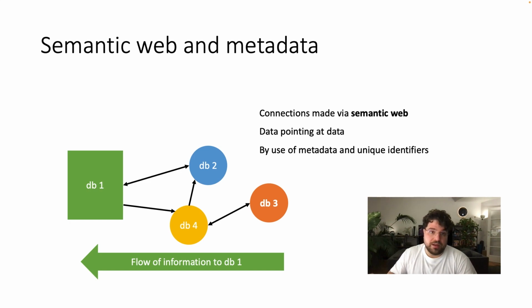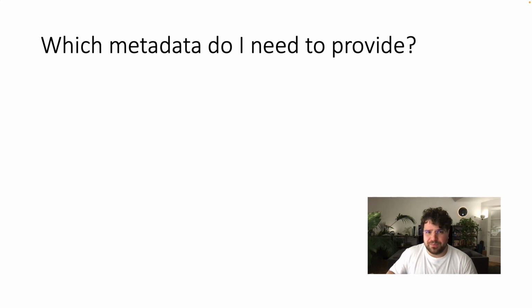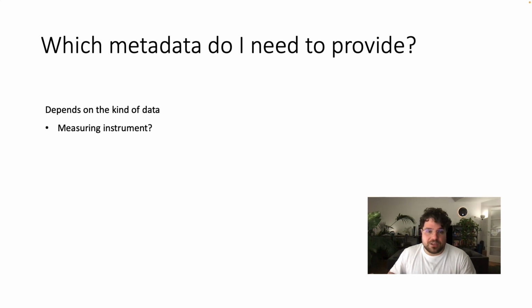And yes, this is done by the use of metadata and unique identifiers, but you might be thinking, which metadata do I need to provide when I generate something? The answer, I think, is it depends on which kind of data it is. So are you using a measuring instrument? Put there which instrument it is, and also maybe it's a temperature dependent thing. That's something that should be there, because maybe I'm interested in experiments that only happen above 28 degrees or below.